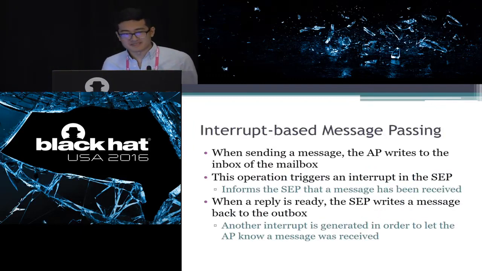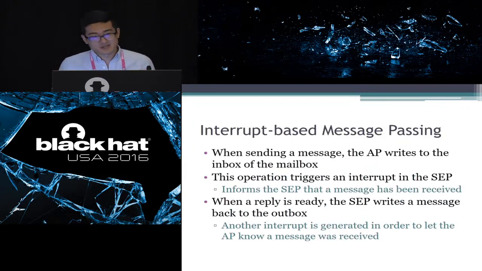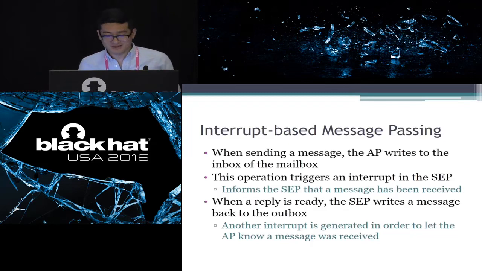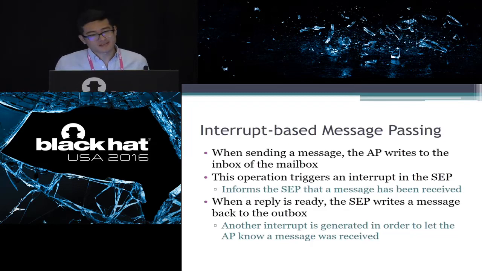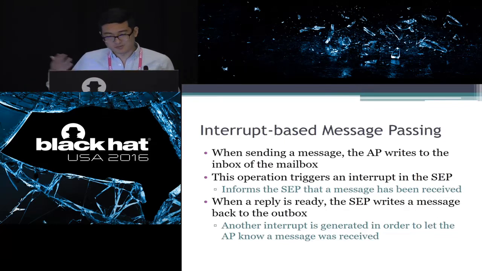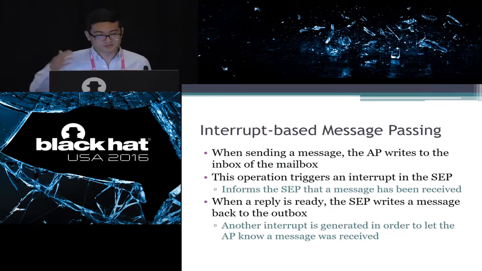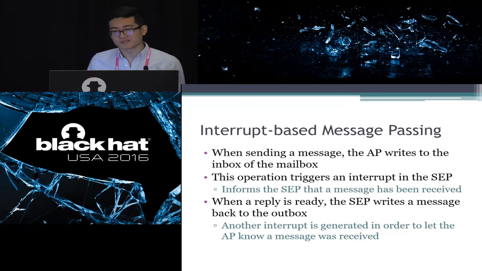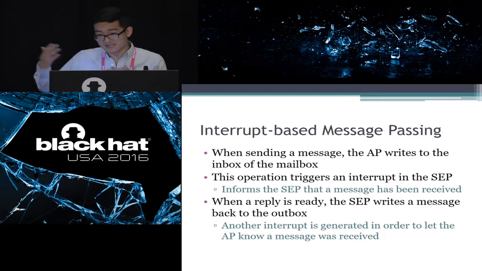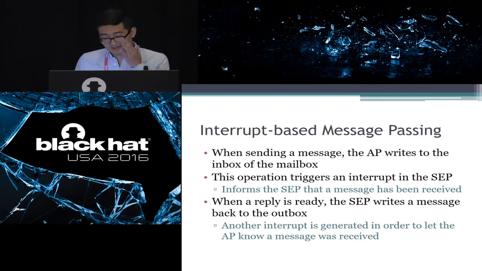So how it works is that when the AP wants to send a message, it will write to the inbox register of the mailbox. This generates an interrupt on the SEP side, and SEP is waiting for that interrupt. When it gets it, it will read the inbox register of the mailbox and get the message. When the SEP wants to send a reply, it will write a message to the outbox register, which will generate a corresponding interrupt on the AP side. And the AP will then be signaled to read the message from the outbox register.